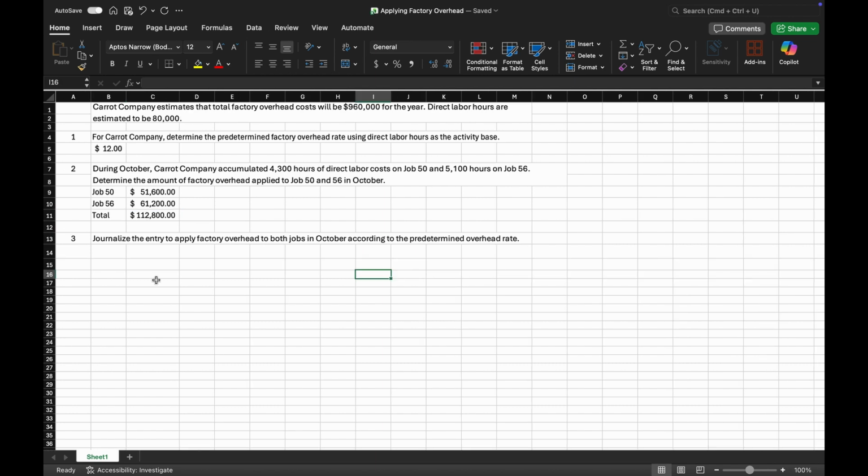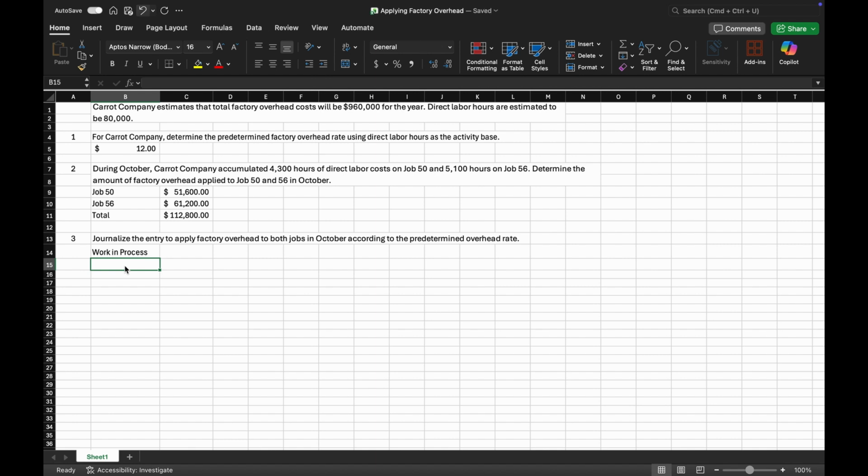Finally, for question 3, we need to journalize the entry to apply factory overhead to both jobs in October according to the predetermined overhead rate. This is how the entry will go. The first account will be work in process, and this is because this is the asset account for recording production cost, and production cost will be going up as we are debiting it. This account basically represents the two jobs that factory overhead is being applied to.